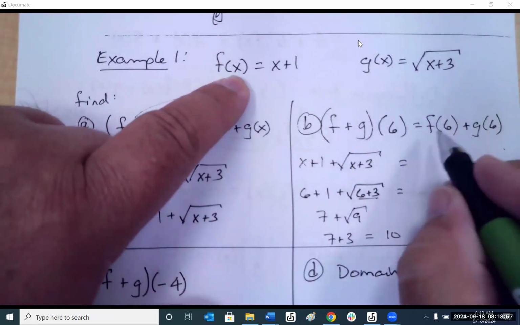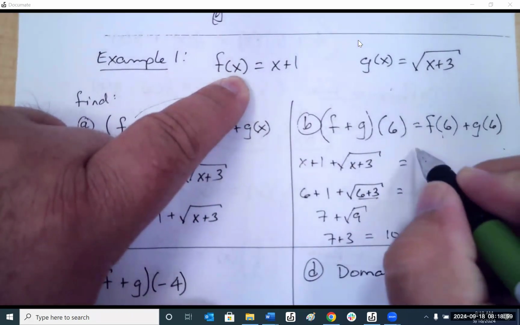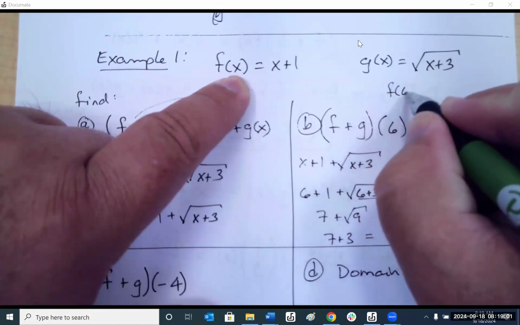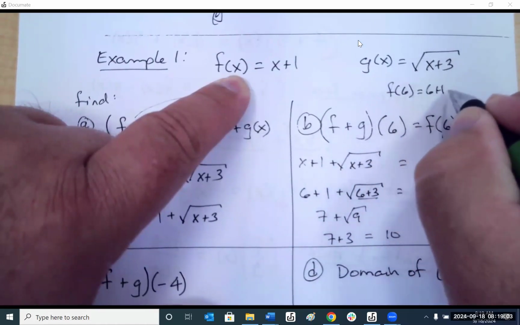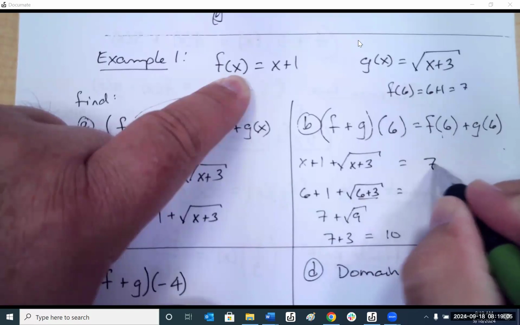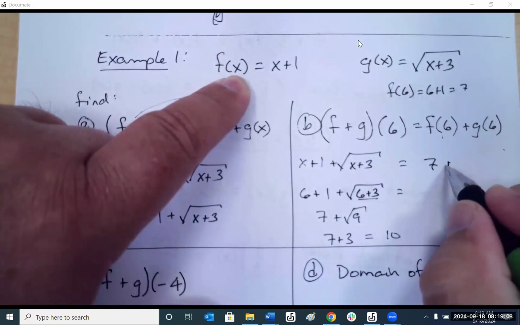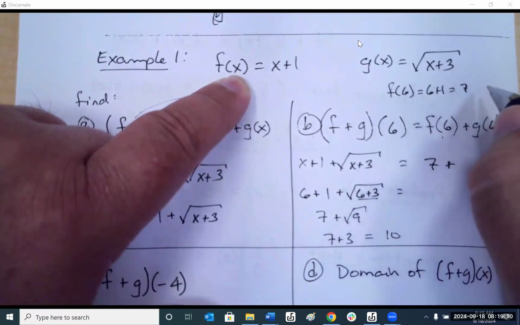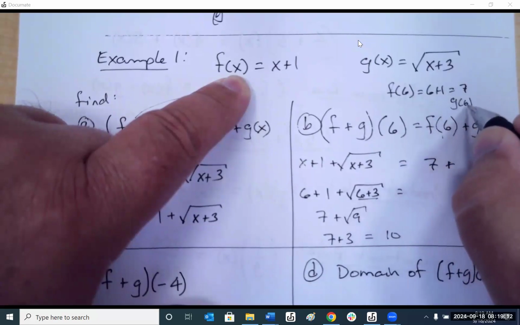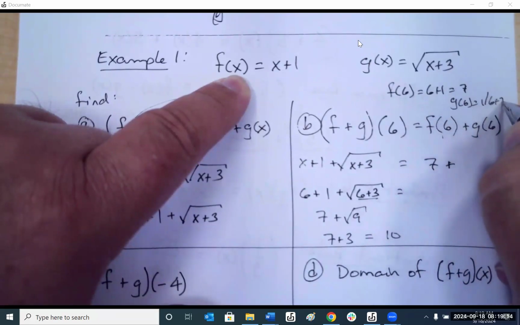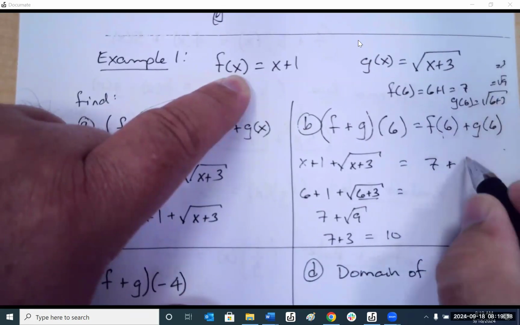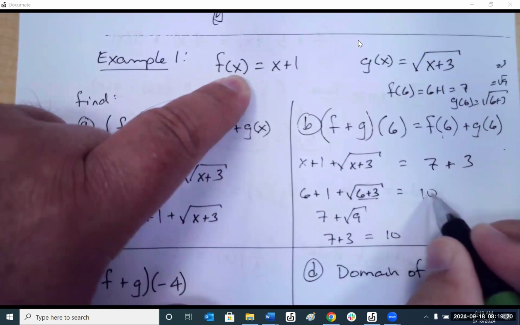So what is f of 6? F of 6 is 6 plus 1, which is 7, plus g of 6, which is the square root of 6 plus 3, square root of 9, which is 3. And then add them together.